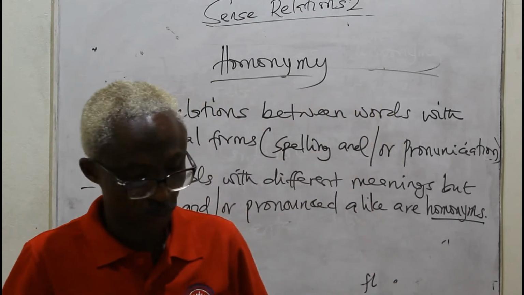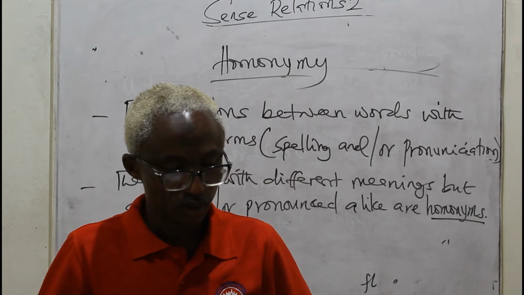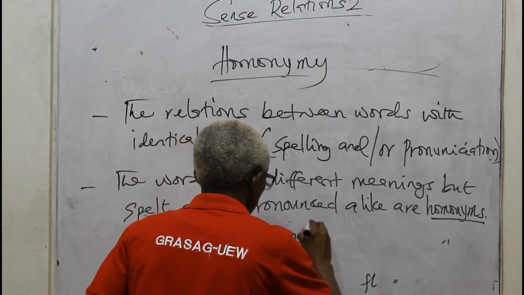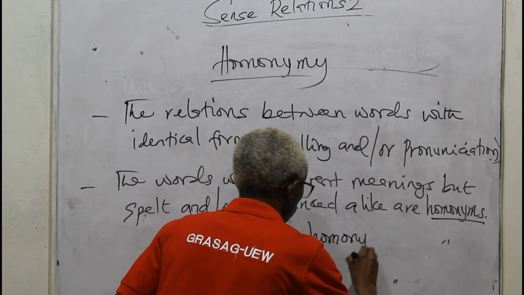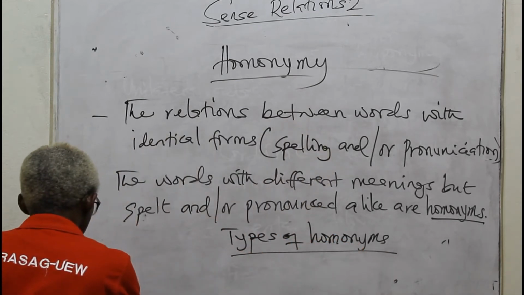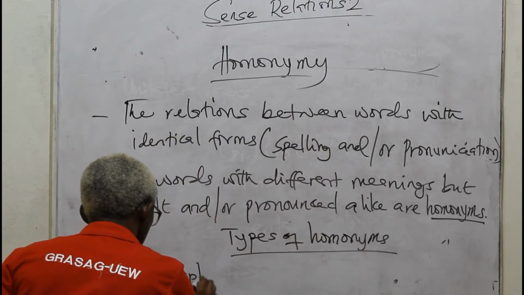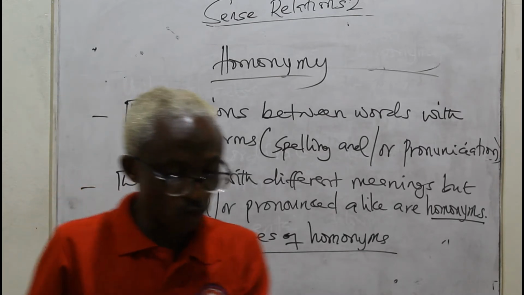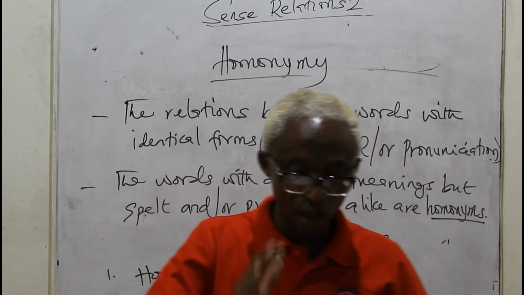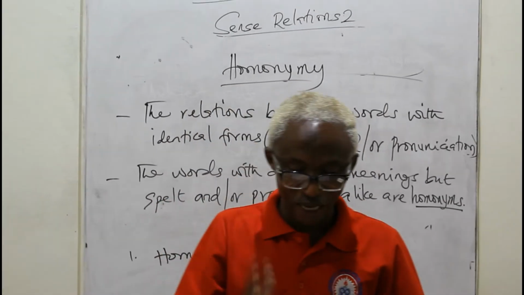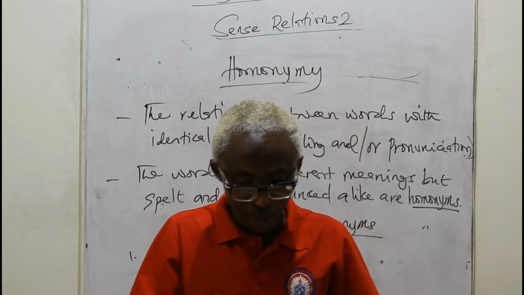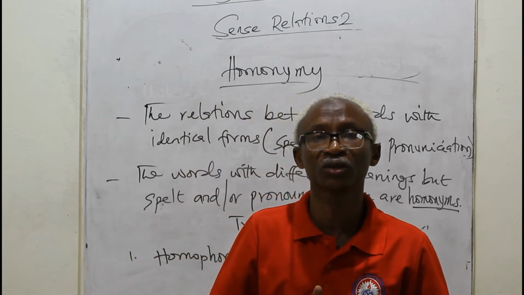So, types of homonyms. One, we have homophones. Listen. These are words which sound alike. The word sound alike is underlined. These are words which sound alike but have the same or different spellings and different meanings.